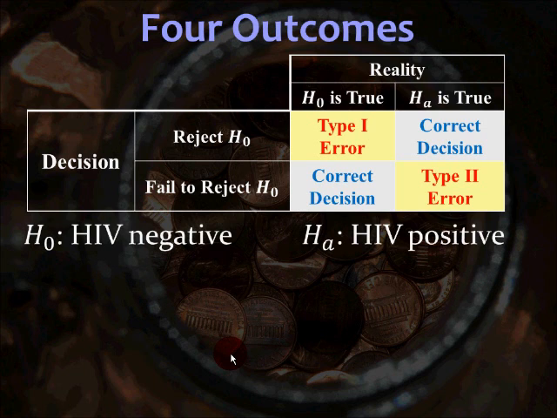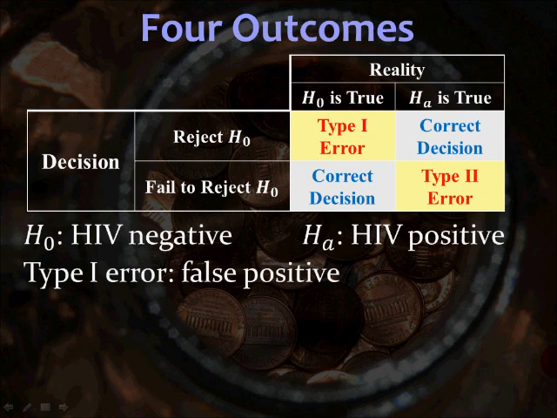Let's call the hypothesis HIV negative, whether you're tested HIV negative or positive. Let's call the null HIV negative. So that's no change. The alternative hypothesis is that someone is HIV positive. So a type 1 error is a false positive. You test positive for HIV even though you are actually negative.